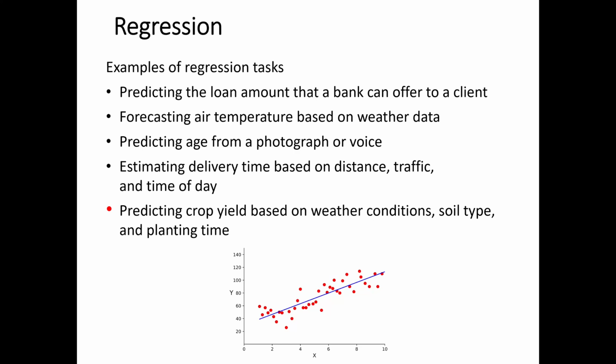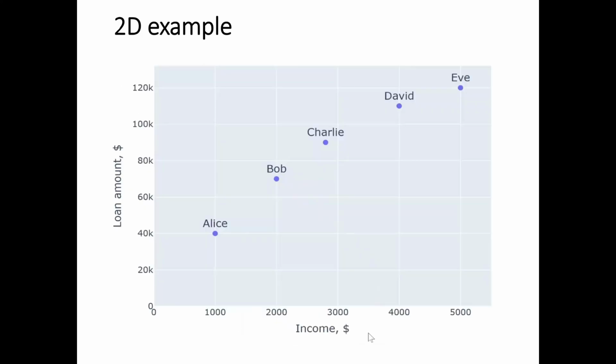In any case, in a regression task, we predict a continuous variable that can take values from some range of real numbers based on one or more input variables. Here we can see the graphic representation of the prediction of the loan amount that a bank can offer to a client. We have 5 clients, the information of their income, and the amount of loan that these clients can have. For example, Alice earns $1,000 and the bank can offer a $40,000 loan, while Bob earns $2,000 and can expect up to $70,000 from the bank.